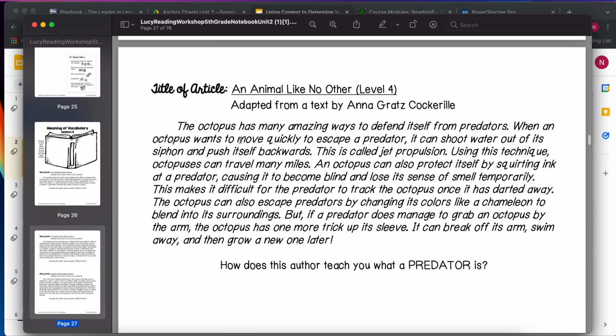But let's look if we bump up the text a little bit. So this is An Animal Like No Other. It's covering the same information, but let's see how the author is trying to help us with predator this time.